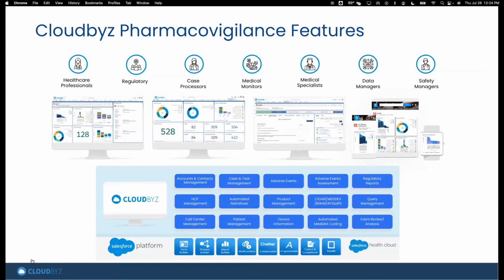Down below, you can see some of the different feature sets that we have, everything from your product management to HCP management and your call center management. Especially in the post-market space, it's very important. All the way through to generating things like your CMs or your ICSRs, or being able to spit out powerful signal detection dashboards with the help of Tableau. Next slide, please.